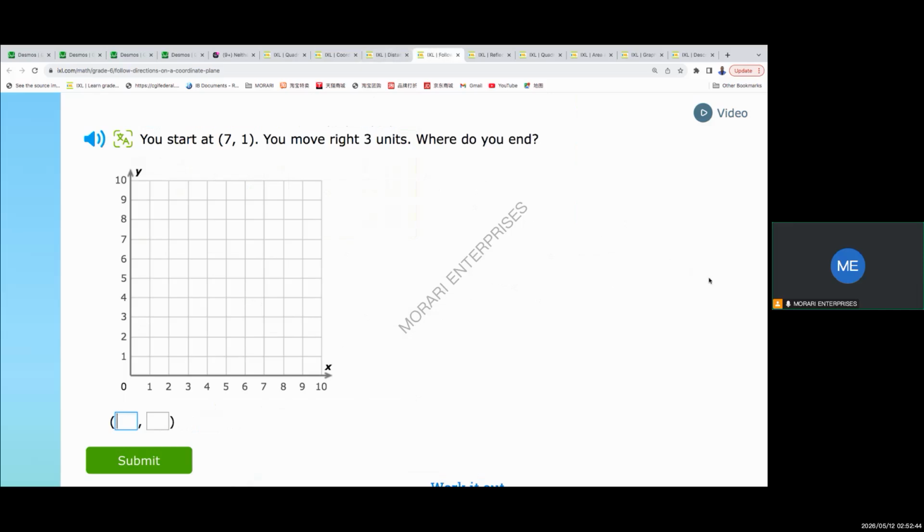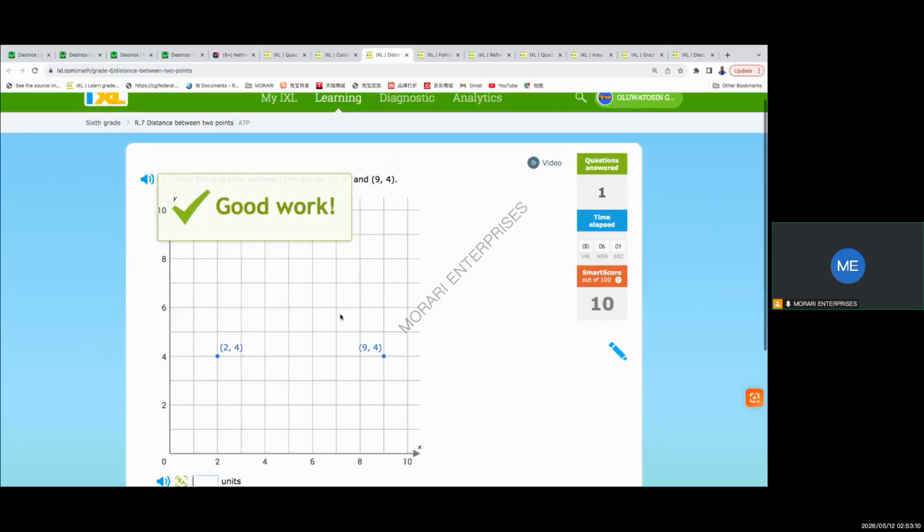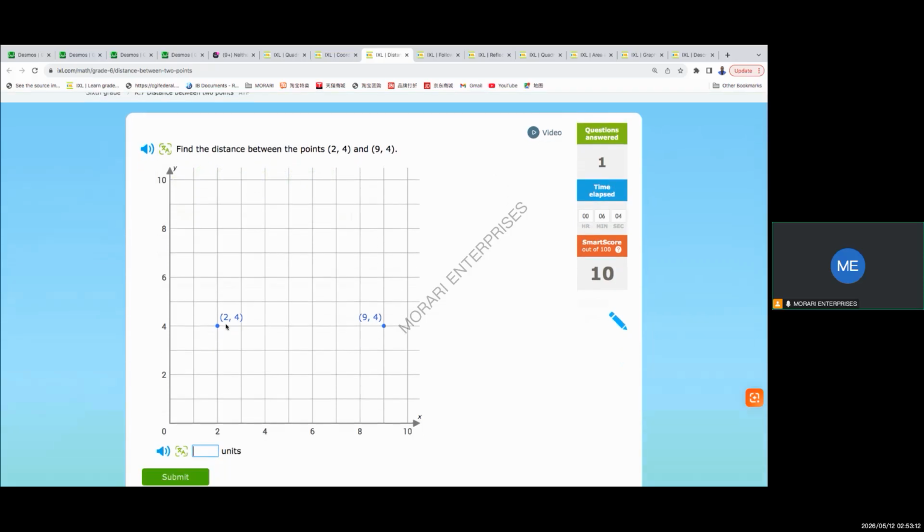Okay, we delete these points. All right. Find the distance between the point 7,8 and 7,2. So between these 2 points, 1 unit, 2 units, 3 units, 4 units, 5 units, 6 units. So the distance is 6 units. Your unit there is because for now we don't know if it is centimeter, decimeter, meter, kilometer, or what. So we just use that.